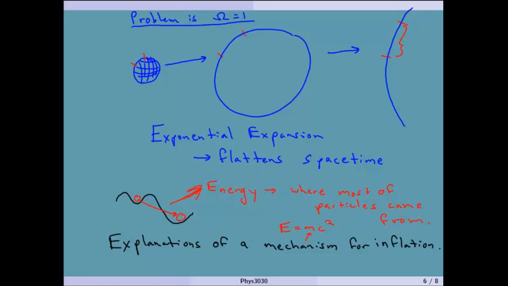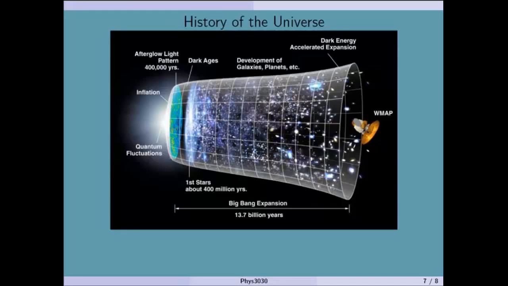Okay, and I want to just end here with a recap of what we talked about a little bit. I have one more neat picture here. This is a common picture. This is from NASA.